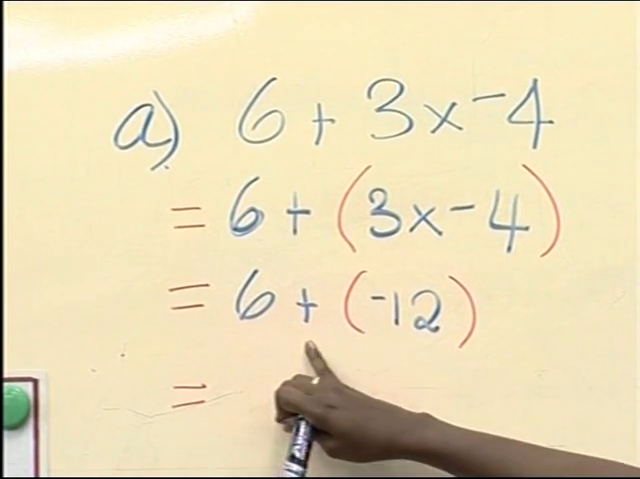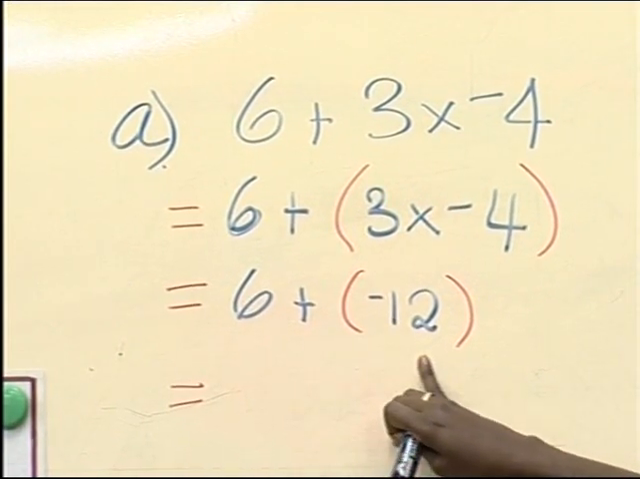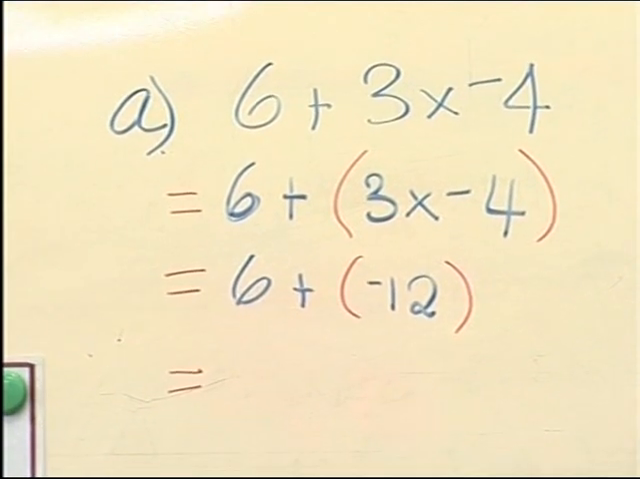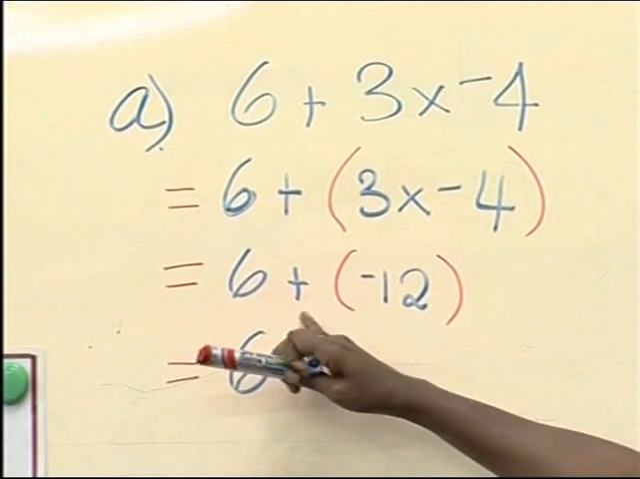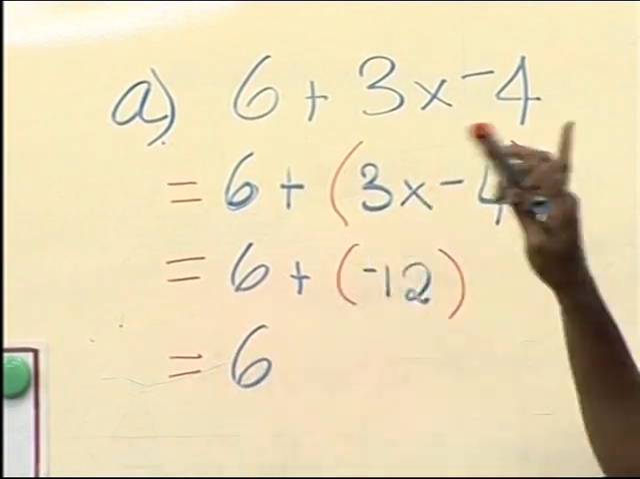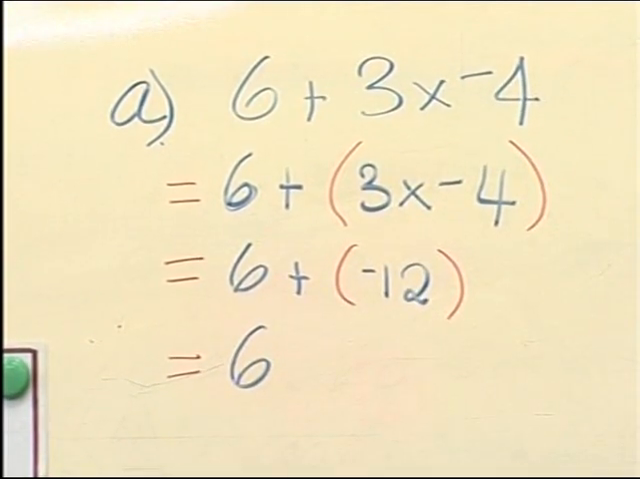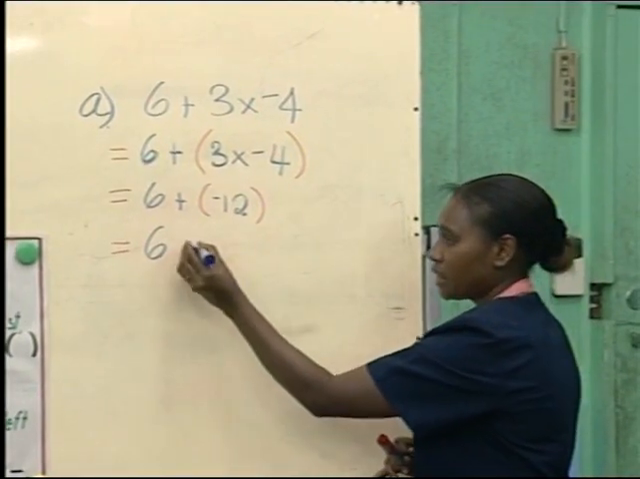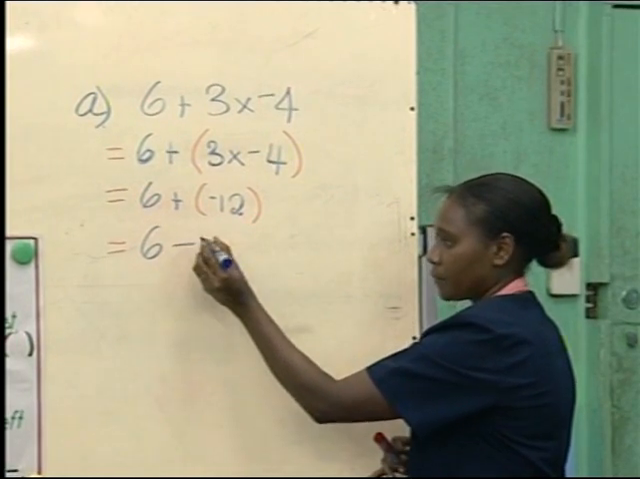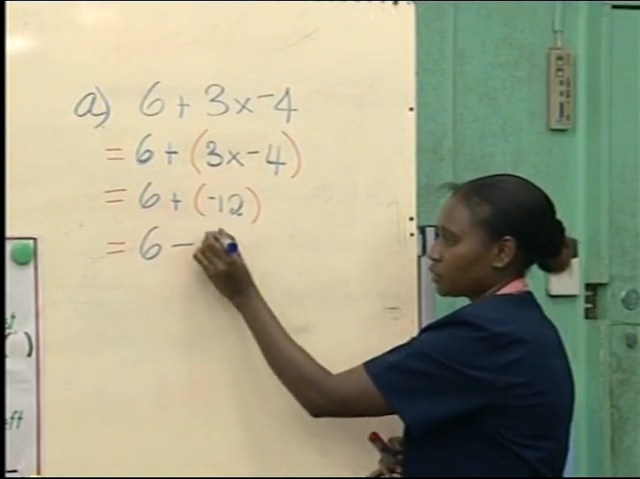Okay, we have 6 plus negative 12. We bring the 6 down. Different signs. What would be my final sign that will go in here? Negative. Positive and a negative becomes a negative. 6 minus 12.